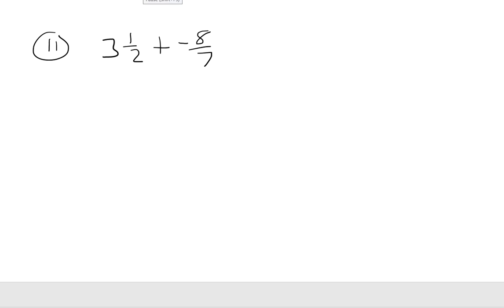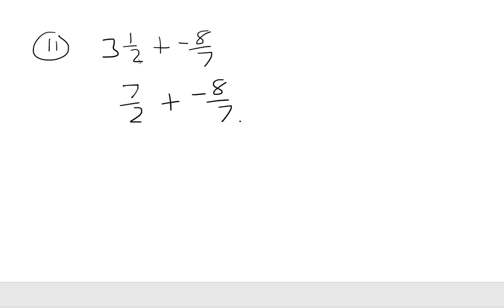Okay, so this video is a review of how to add and subtract positive and negative fractions. The first thing that I always want you to do is change the mixed numbers to improper fractions. So if you have any mixed numbers, change those to improper fractions first. So 3 1/2 becomes 3 times 2 is 6 plus 1 is 7/2, plus a negative 8/7.